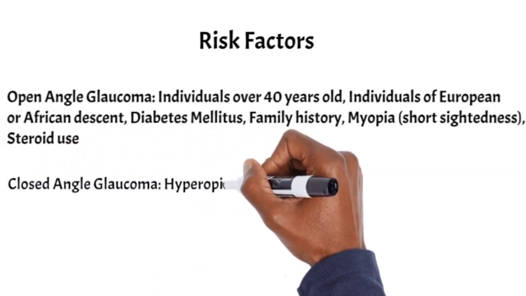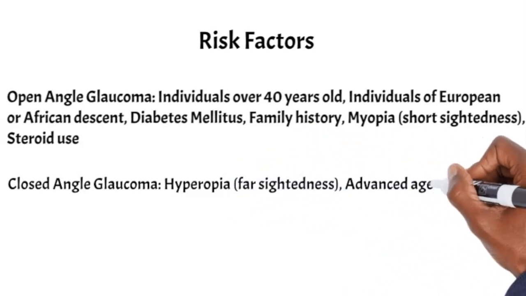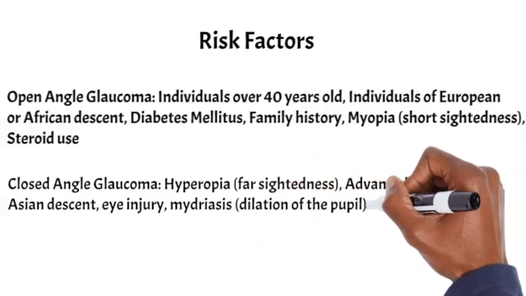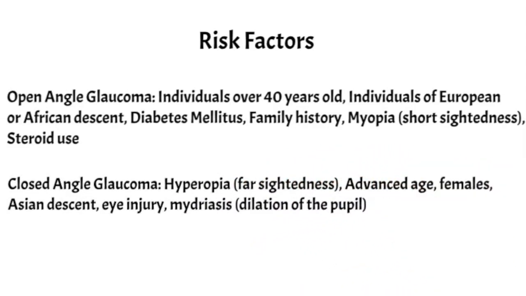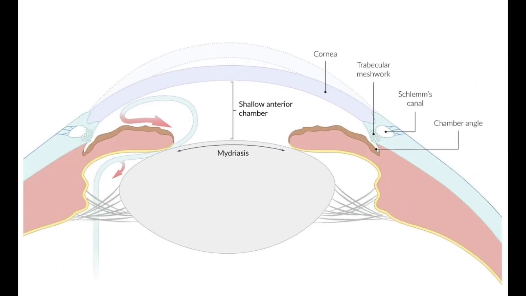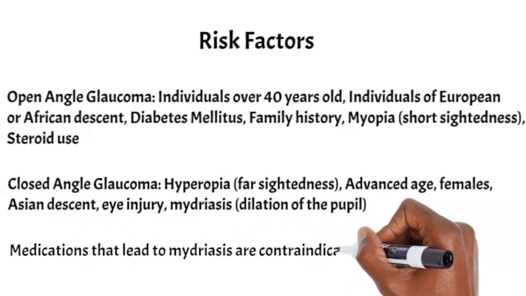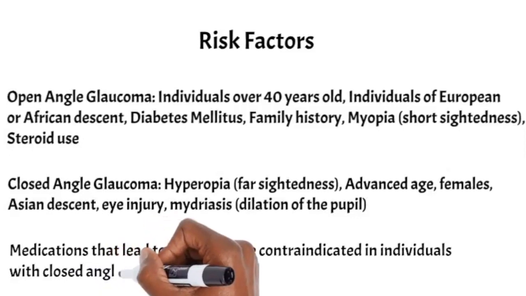With closed-angle glaucoma, risk factors include hyperopia, which is farsightedness, advanced age, females, individuals of Asian descent, eye injury resulting in scarring and adhesion, as well as any condition that results in mydriasis, which is dilation of the pupil. The dilation of the pupil could further push on the iris, therefore leading to more narrowing of the chamber angle, which ultimately worsens the closed-angle glaucoma. Therefore, any medication that leads to mydriasis is typically contraindicated in individuals with closed-angle glaucoma.